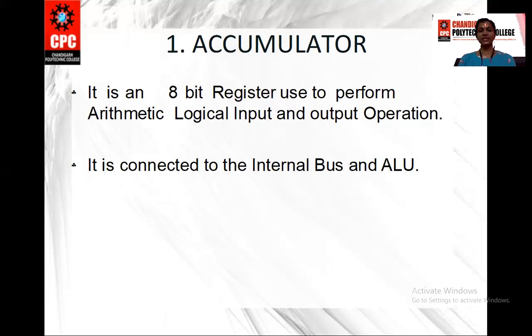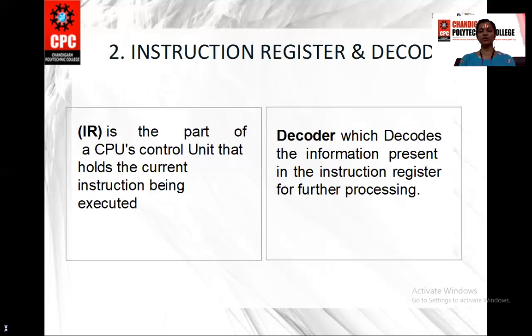Second is your instruction registers and decoders. The instruction register is basically used to store the instruction that it fetched from the memory. The instruction that you are going to perform in the ALU is firstly stored in the instruction register, from where the ALU fetches it, right? And what does the decoder do? The decoder decodes the instruction that is stored in the instruction register.